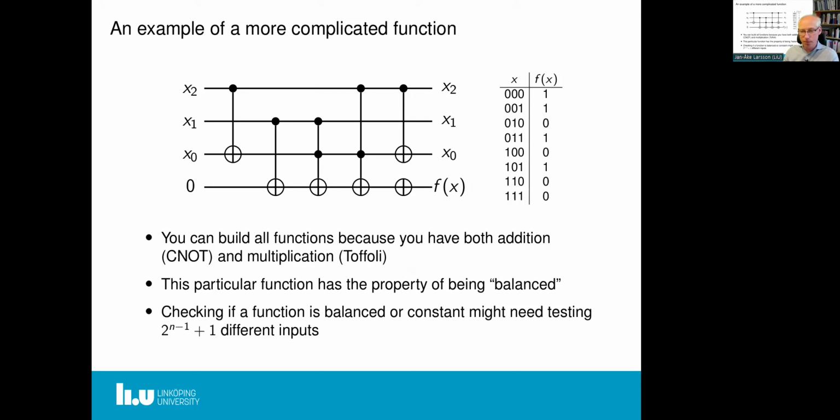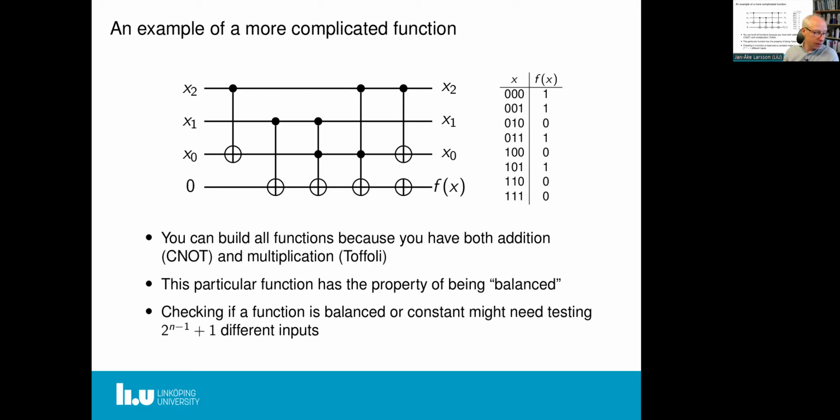So it's balanced. You might also have constant functions, which would only have the number 1 or the number 0 in the right hand column. And checking if a function is balanced or constant might need testing the first half here. So if you get all ones for the first 4 values, you still don't know if the function is constant or balanced. So you need exponentially many inputs. The number of values you need to test increases as 2 to the n, so exponential.